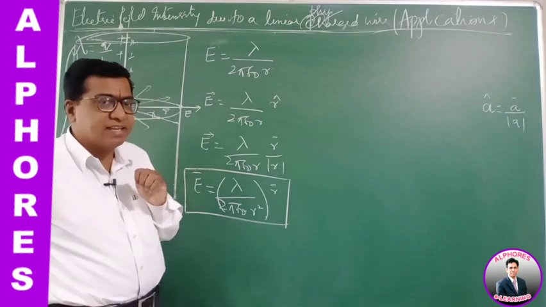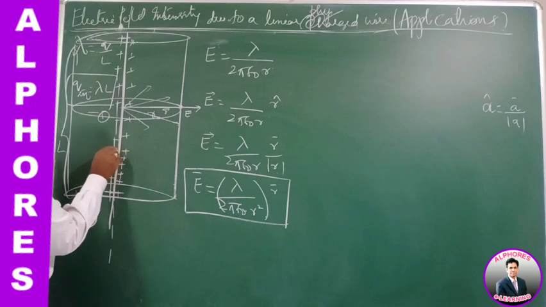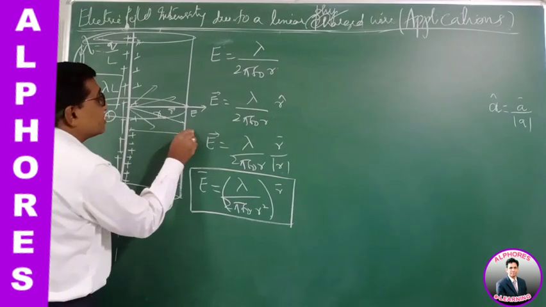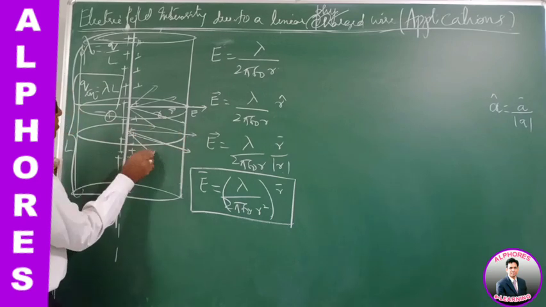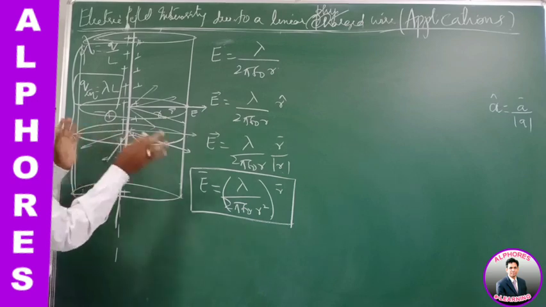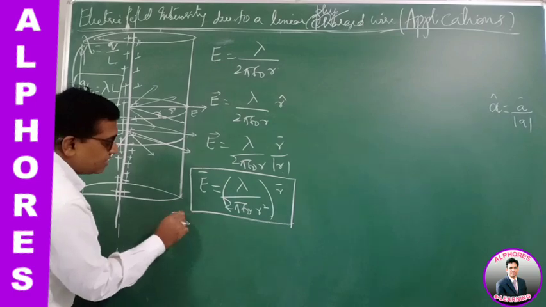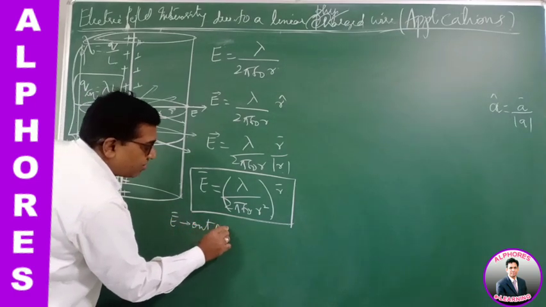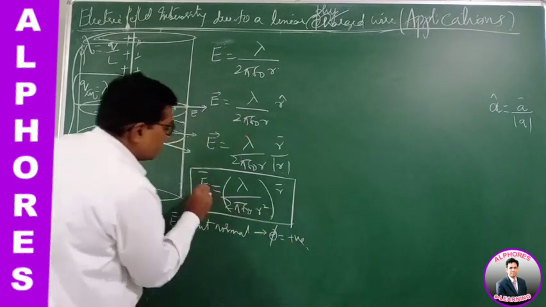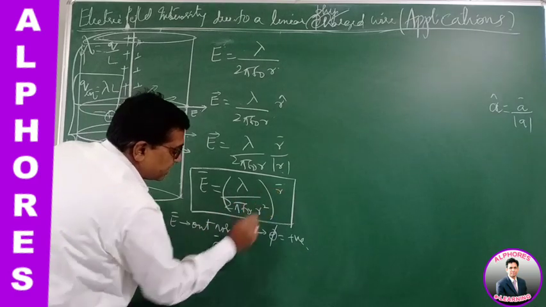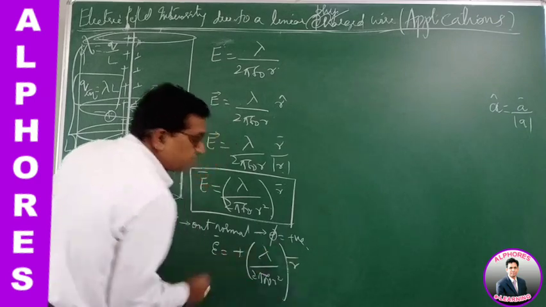Now let us understand this carefully. Suppose the linear charge conductor is positively charged, then the lines of force are outward. They spread out of the Gaussian surface like this. So the flux is outward. Outward flux in the sense that for positive charge the electric field is outward normal to the Gaussian surface. So the flux is positive. E will be in the direction of the radius vector. It is plus lambda by 2 pi epsilon naught r square, r.